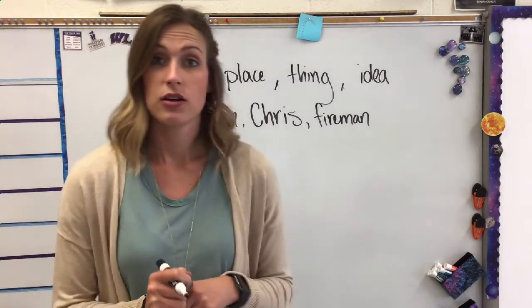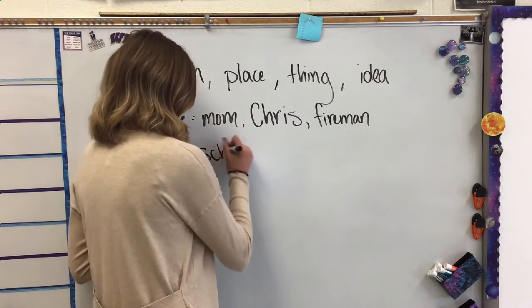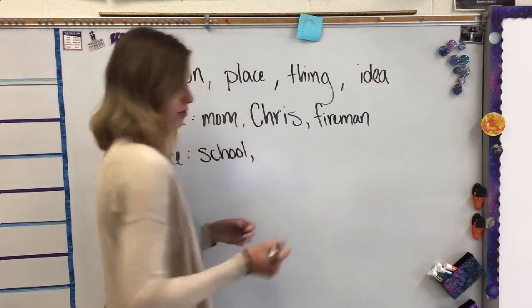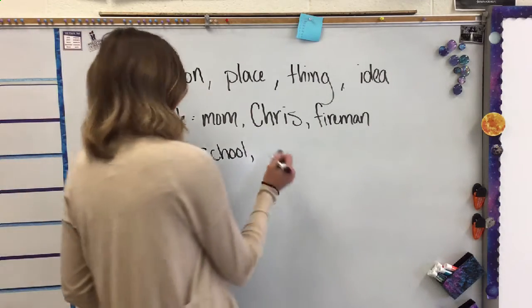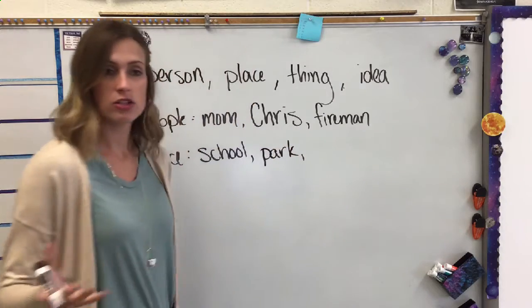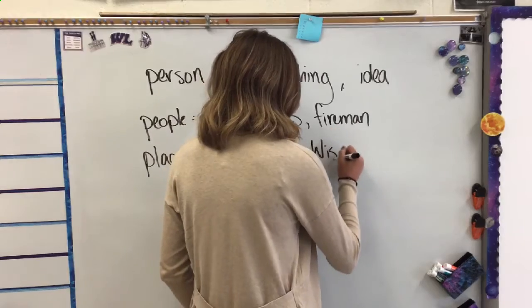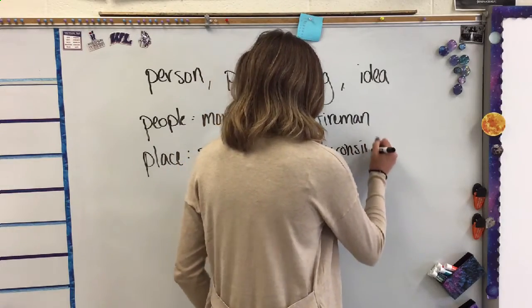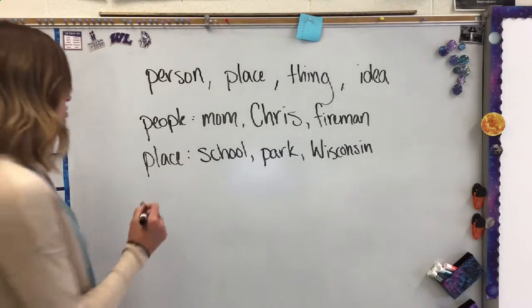All right? Now let's think of words that name a place. Well, school would be a place, right? So place, you can have school. Maybe you have park, right? A park could be a place. And then a place could also be a state like Wisconsin. So let's put Wisconsin for that other one. If you're writing slower than me, remember you can always pause the video and slow me down.